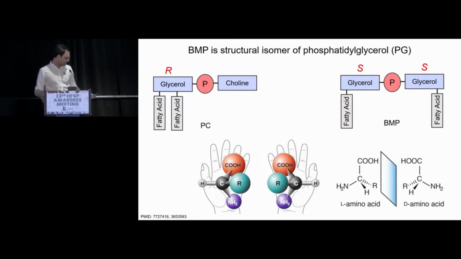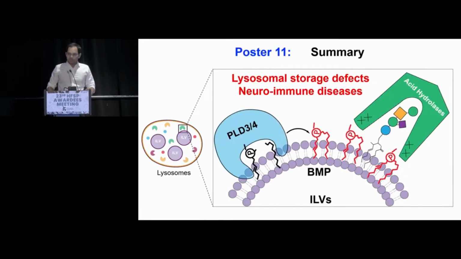And my last slide is we were trying to map how it's synthesized, and we used several complementary approaches, and we figured out two enzymes in the lysosome, which are PLD3 and PLD4, which do a transphosphorylation reaction and synthesize this lipid. And we investigated what it means for the physiology if this lipid is missing, and what we find from our preclinical and cellular models is that if this lipid is missing, you end up having lysosomal storage disease or neuroimmune dysfunctions. If you want to know more about it, please stop by at poster 11.